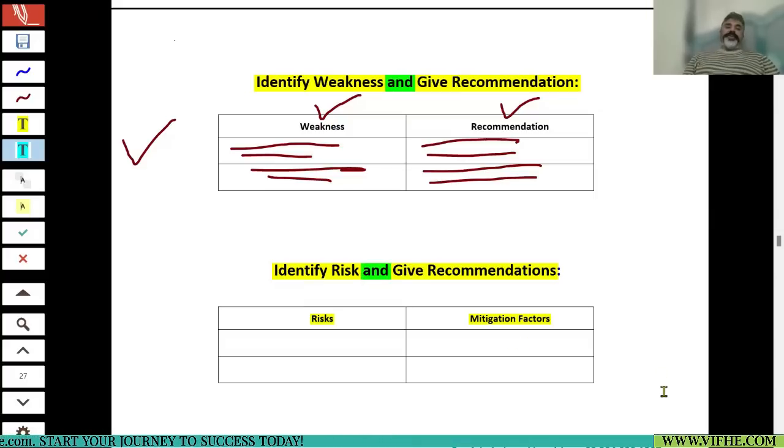So we will try and use a tabular format. If you don't want to use a tabular format, then you will adopt a paragraph style. In the first paragraph, you will identify the weakness. In the second paragraph, you will give recommendation. But that might get complicated. But if you use a tabular format, it will really simplify and save some time.